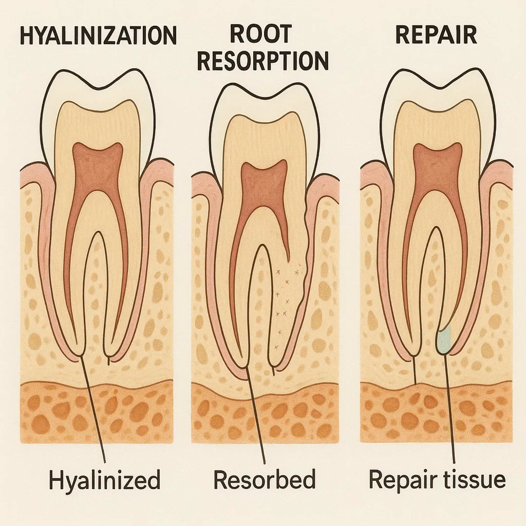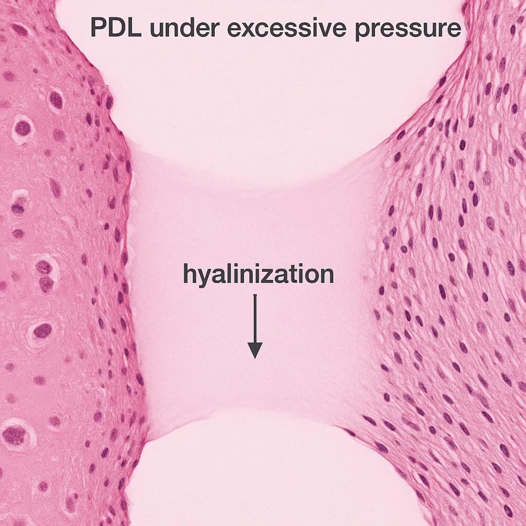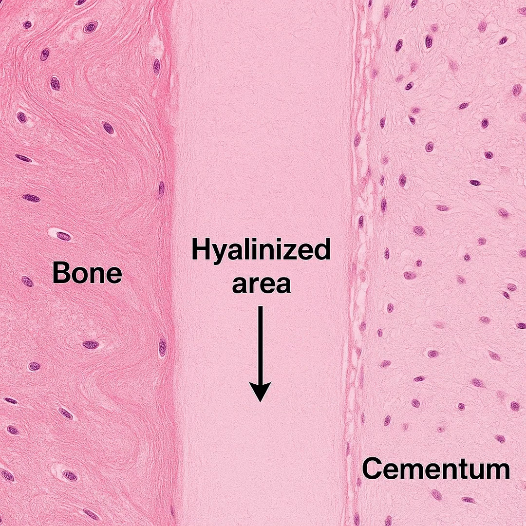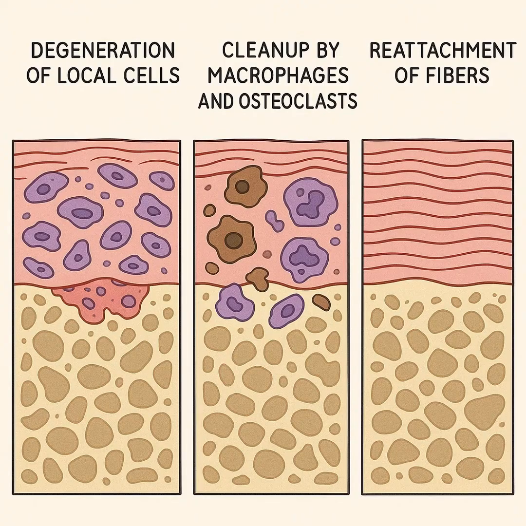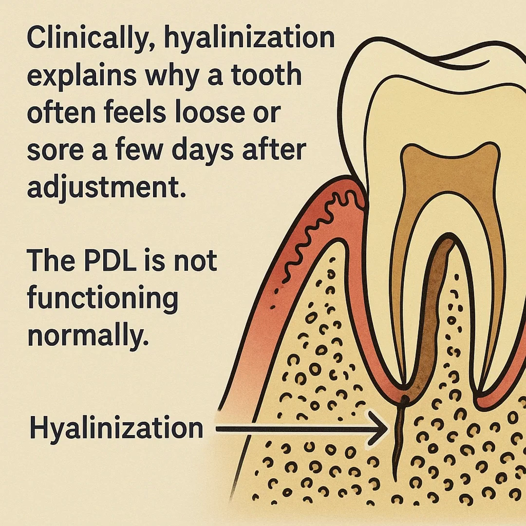Hyalinization, root resorption and repair. When pressure is excessive and hyalinization occurs, the PDL in that area becomes cell-free and glassy under the microscope. 3 stages follow: degeneration of local cells, cleanup by macrophages and osteoclasts, and eventual reattachment of fibers as repair begins. Clinically, hyalinization explains why a tooth often feels loose or sore a few days after adjustment. The PDL is not functioning normally.